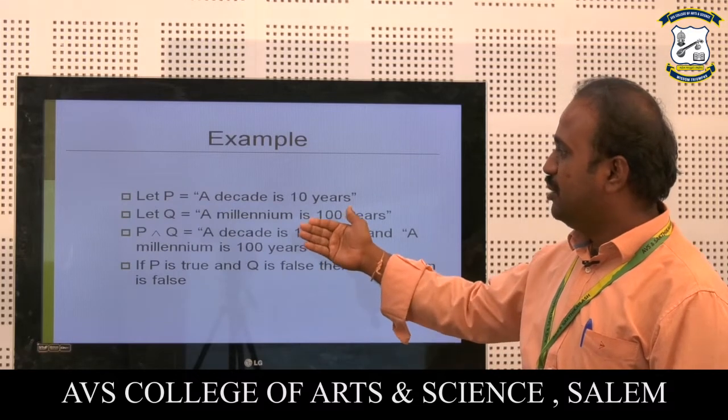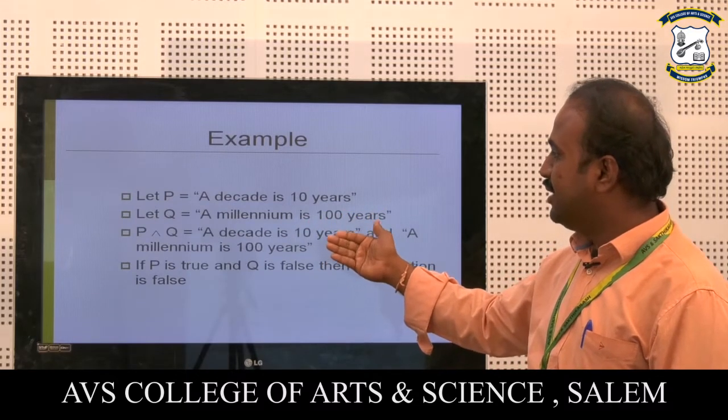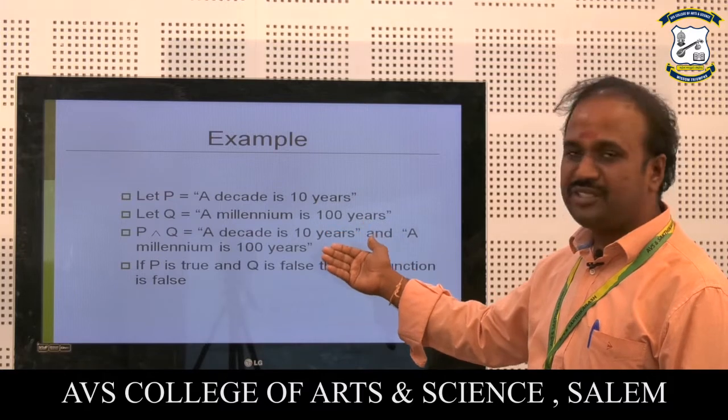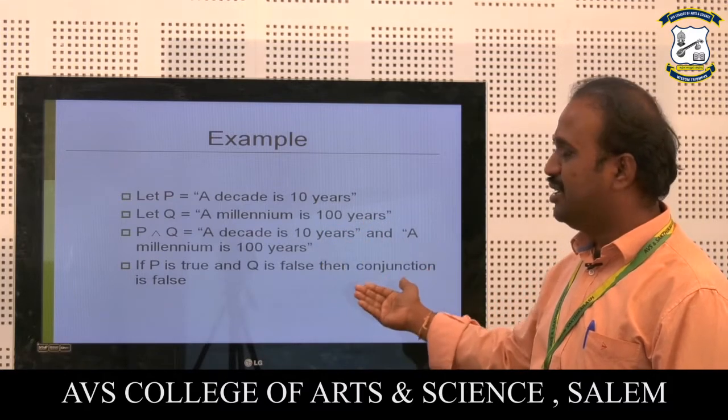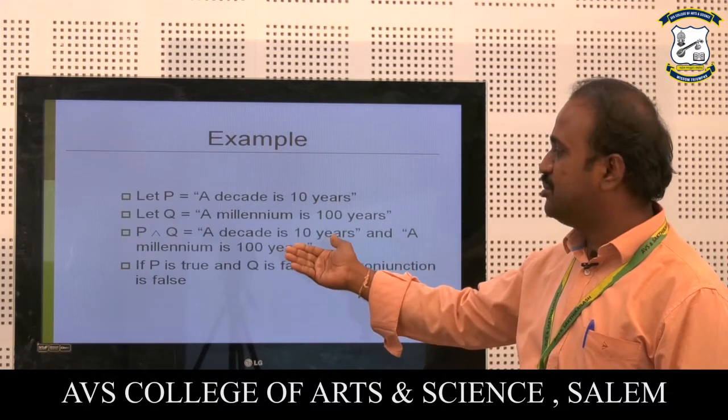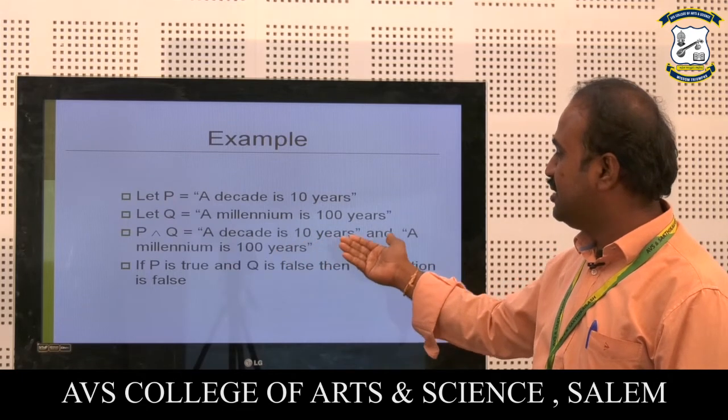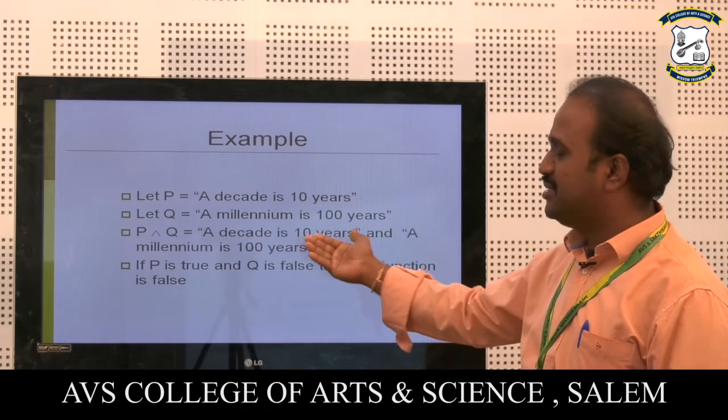Example: let P equal to a decade is 10 years, and let Q be the statement a millennium is 100 years. The conjunction statement, P and Q, is: a decade is 10 years and a millennium is 100 years.